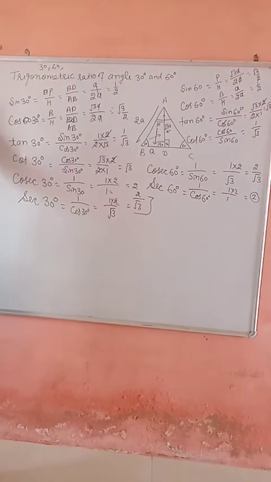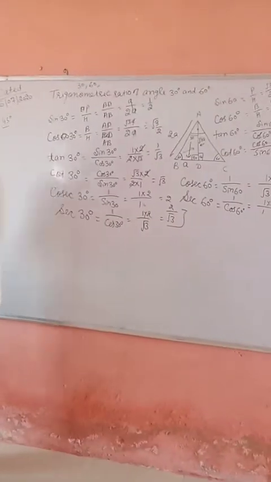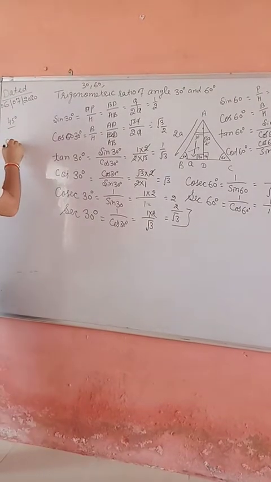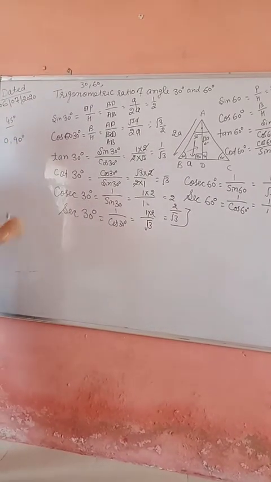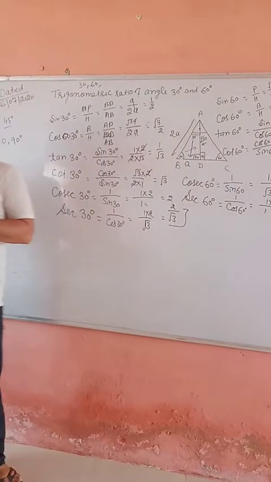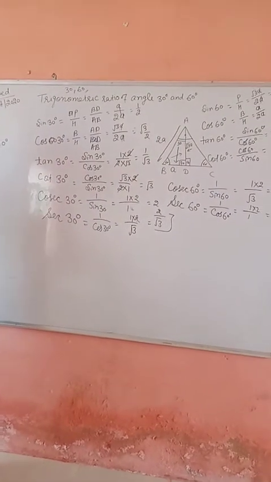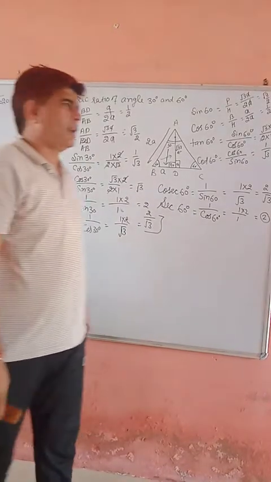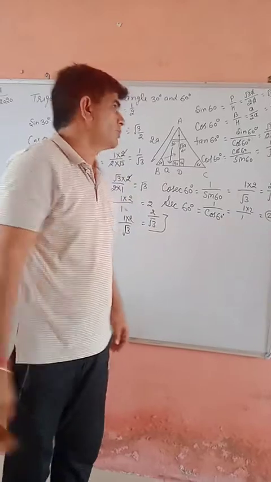Understood? The 45 degree ratios were already covered in the previous lecture. Now who's left? 0 degrees and 90 degrees. This I will tell you. If this is understood, then no problem. Try to understand again and again. Try to practice. If any problem, discuss with me anytime.